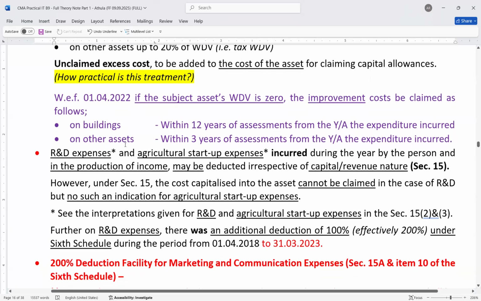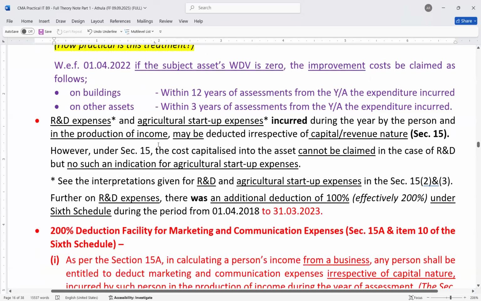Next, research and development expenses and agricultural startup expenses, and this is under section 15. Now, research and development. Generally, most of the research and development expenses are capital in nature, for unforeseeable future benefit we are spending this money, right? Therefore, it is more capital nature. Most of the things are capital nature.